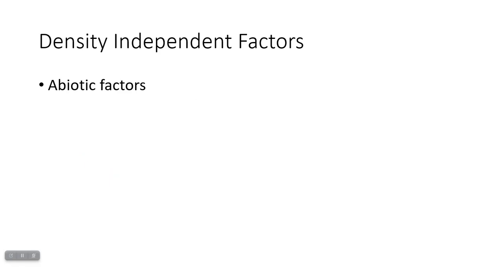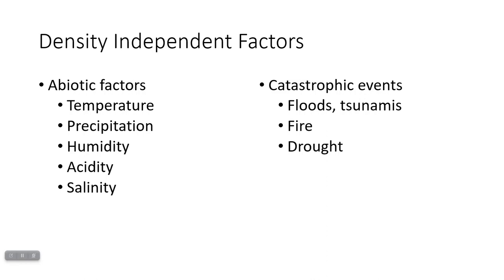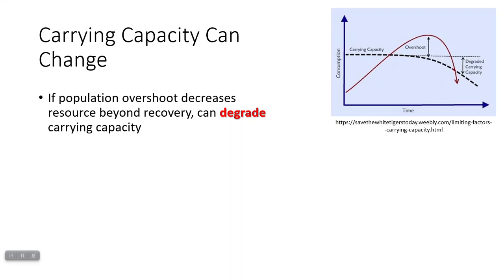Density independent factors, on the other hand, tend to be more either abiotic factors or some sort of catastrophic event. So, some of the abiotic factors that can limit the population in an area are just the general temperature, precipitation, humidity, acidity, salinity. Some catastrophic events can limit the population as well, things like flooding, tsunamis, fire, drought, earthquakes, and eruptions.